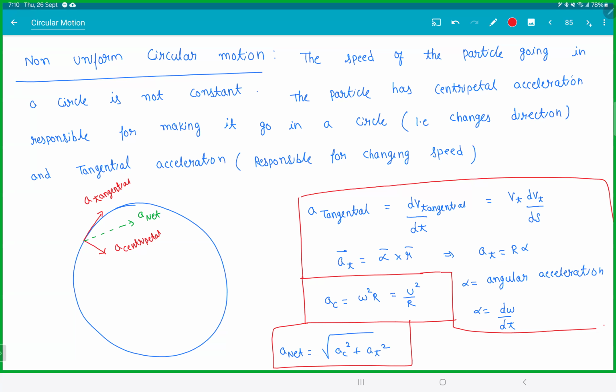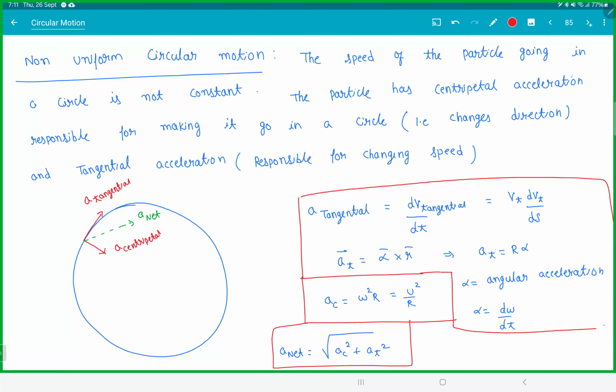So in non-uniform circular motion, now we're dealing with one more additional acceleration. So think of it like this. Do you remember how we derived it? We said a is equal to u square by r. What is the meaning of that? If you want to go in a circle with speed u, then you should have an acceleration u square by r. Isn't that how we proved it?